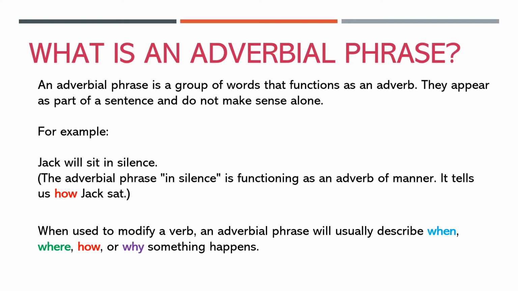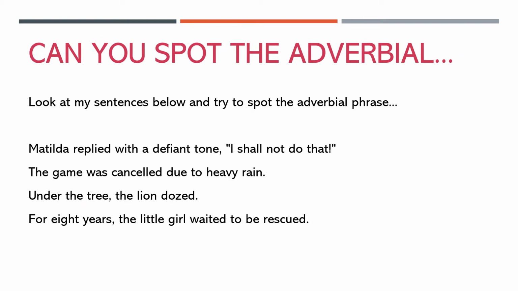When used to modify a verb, an adverbial phrase will usually describe when, where, how, or why something happens. It answers those questions. So let's try and spot the adverbials in my sentences below. I've got 4 sentences. Matilda replied with a defiant tone, "I shall not do that." The game was cancelled due to heavy rain.